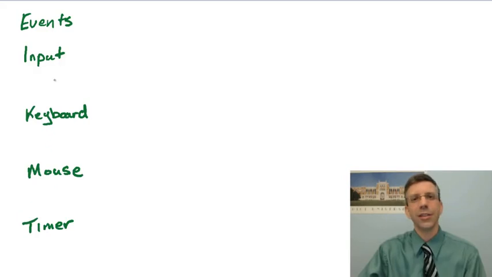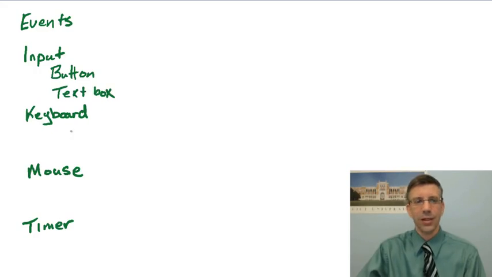In these categories, there's actually some subcategories. The types of input events might be something like a button or a text box input. Types of keyboard events you might see are key down events or key up events when you release the key.